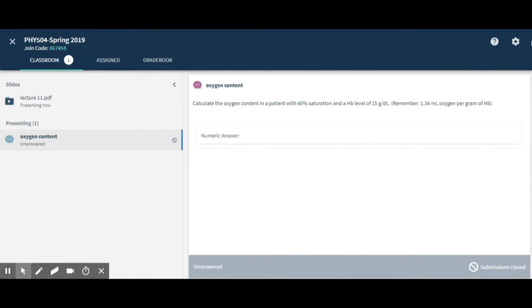Looking at our question, we had 60% saturation and a hemoglobin level of 15. So again, you have to figure out whatever the maximum oxygen carrying capacity is. And in this case, we're looking at 20.1. What's 60% of that? It's about 12. Okay? So you can figure out the oxygen carrying capacity that is maximum, and you can figure out what the amount would be of the venous or the arterial blood based on the percent that is actually saturated.